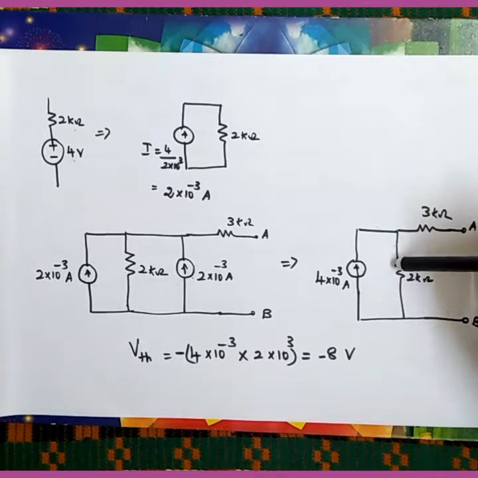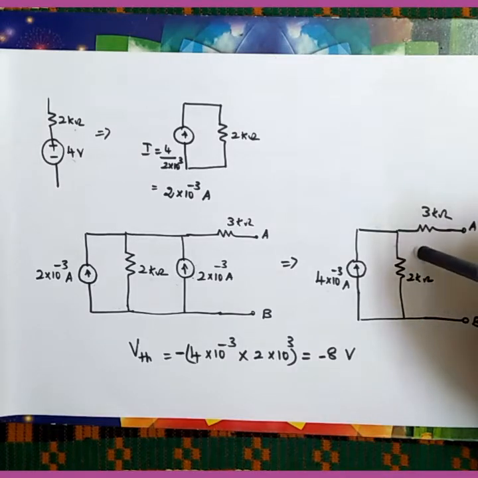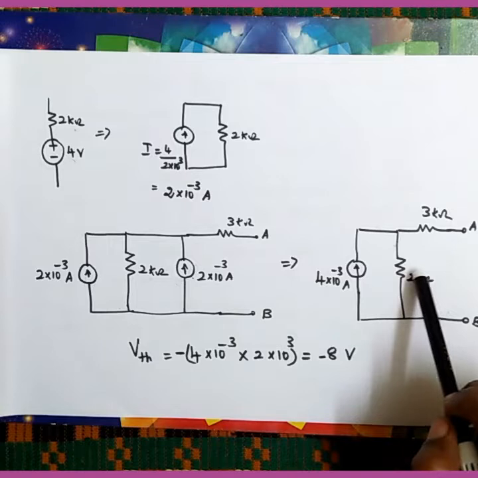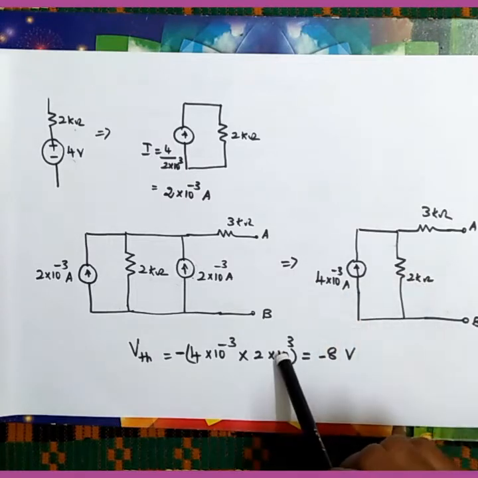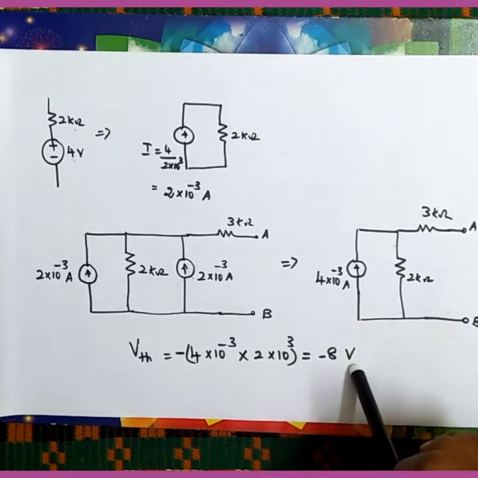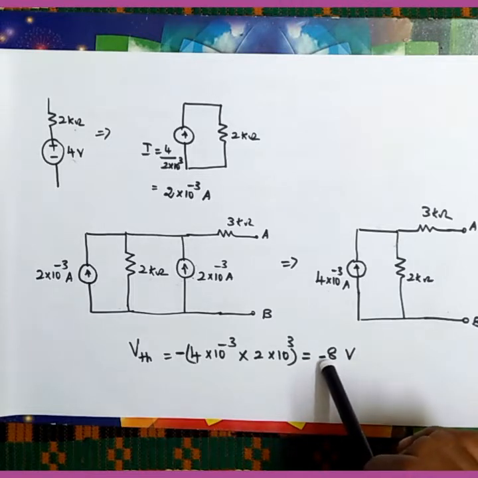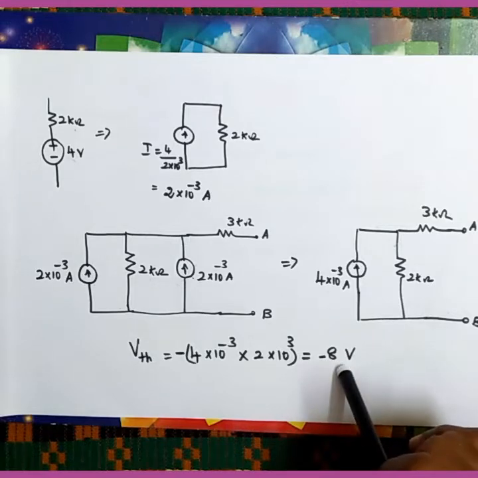One thing we have to keep in mind is that the current is entering the 2 kilo ohm resistor from top to bottom, and we are also traveling from A to B, entering the 2 kilo ohm resistor from top to bottom. So both are in the same direction. Then we have to take the drop as minus. So minus current 4 milliamps into resistance value is equal to minus 8 volt. You need not worry about the negative sign here. We only need the magnitude of the voltage. So the VTH value is nothing but 8 volt.